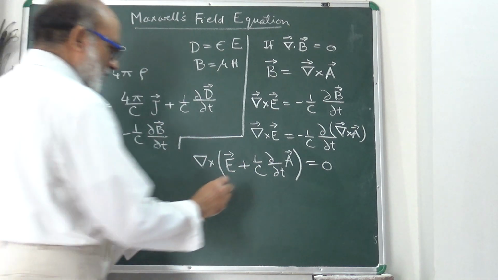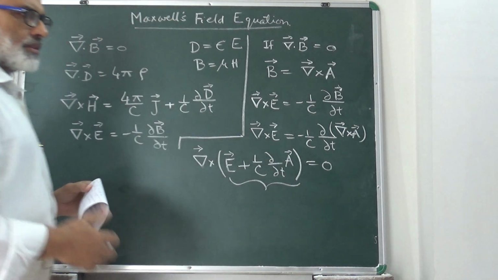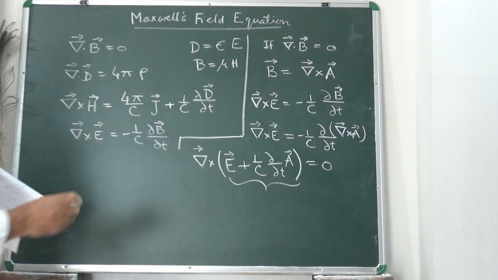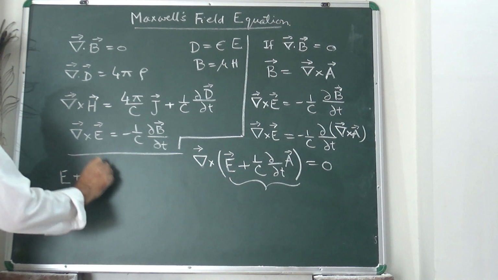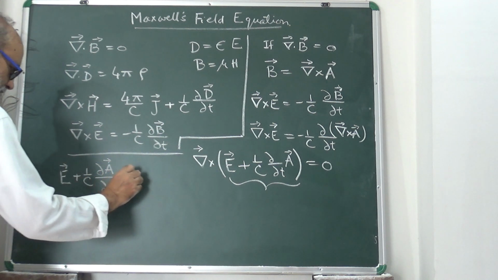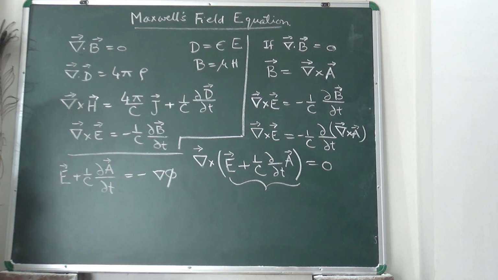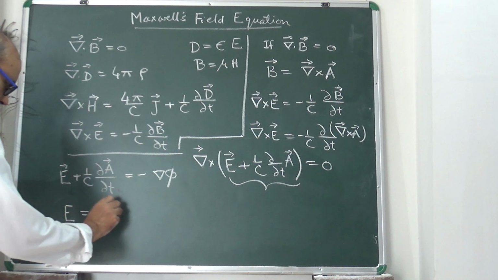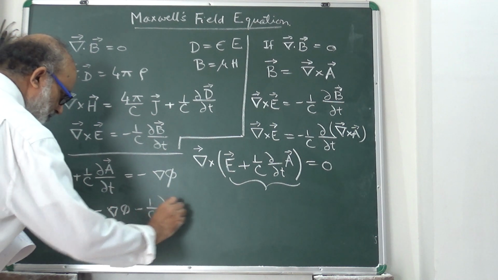So this is again a vector, curl of this vector. This vector can be written as a gradient of some scalar field. So we can write E plus 1 by C dA by dt as gradient of some scalar field, say phi. From this we get E is equal to minus del phi minus 1 by C dA by dt.